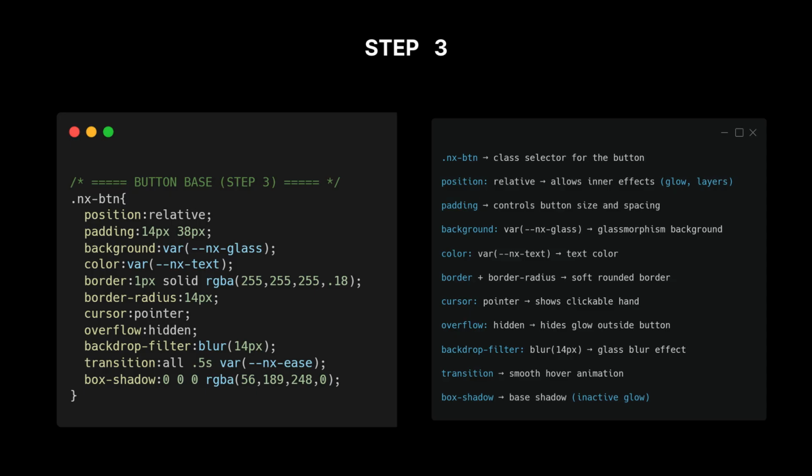A subtle semi-transparent border and rounded corners give the button a soft, modern shape. We also set the cursor to pointer, clearly indicating that the button is clickable. Overflow, hidden ensures that glow effects stay inside the button boundary. The backdrop filter, blur property adds a realistic glass blur effect behind the button. A smooth transition is applied using our custom easing curve, so all hover animations feel natural. Finally, the box shadow is set to an inactive state, which will later animate into a glowing effect on hover. With the base styles complete, the button is now ready for interactive effects in the next step.